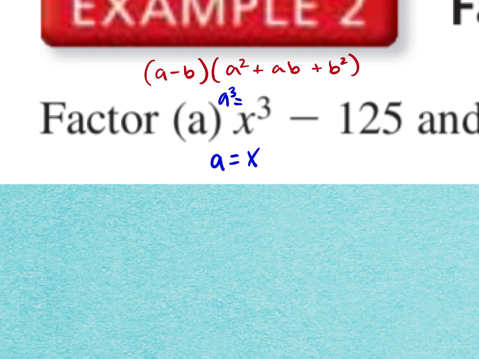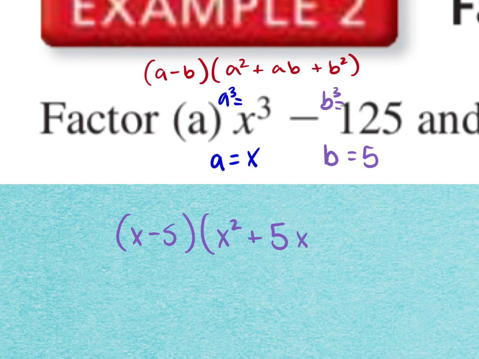If B cubed is 125, what is just B? Five. Awesome, because 5 cubed gives me 125. So now I'm going to take my X and my 5 and plug them into all the A's and B's. So what would go in my first parentheses? X minus 5. Then what would A squared be? X squared. Plus what's A times B? 5X plus what's B squared? And what's 5 squared? 25.